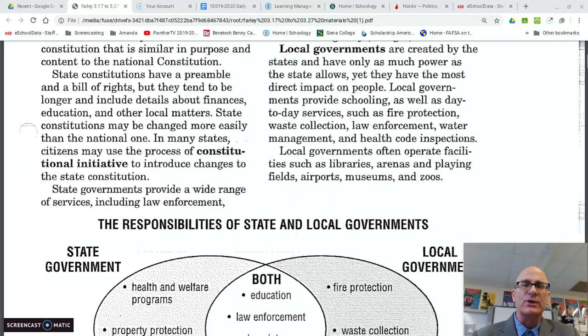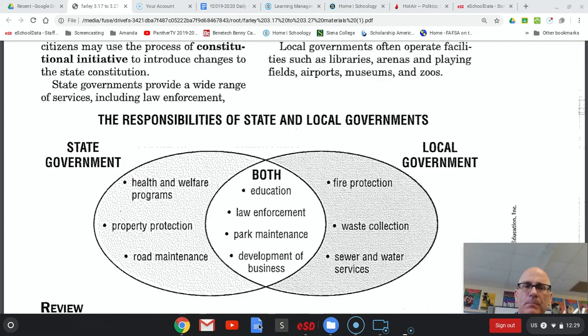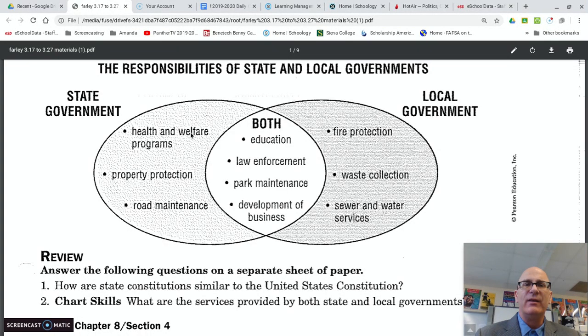At the bottom of the worksheet, you've got a Venn diagram, and this is kind of cool. It talks about the responsibilities of state and local governments. On the area to the left, the gray shaded area, you've got functions of state government. For example, health and welfare programs, providing health programs and welfare programs for people who are in need. Also, property protection and road maintenance. These are all functions of state governments. Over on the right-hand side of the Venn diagram, in the gray shaded area, you've got functions of local government to include fire protection, waste collection, and sewer and water services.